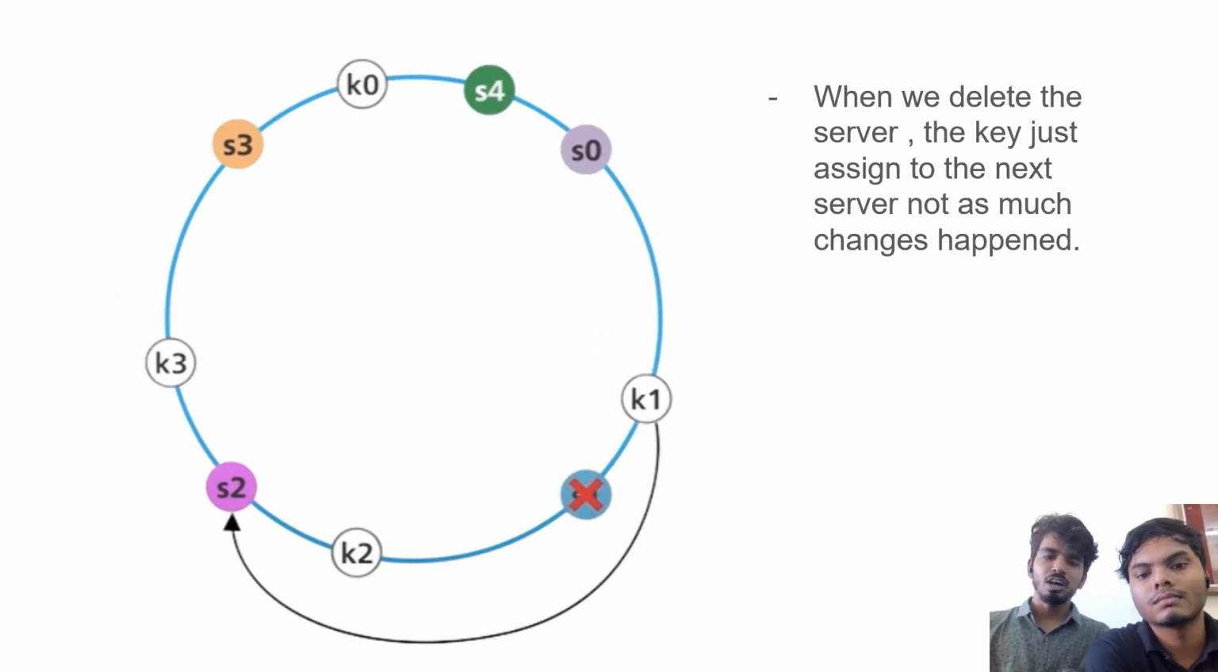Now, what if a server gets deleted? Then K1 will also be connected to S2. It's simple.